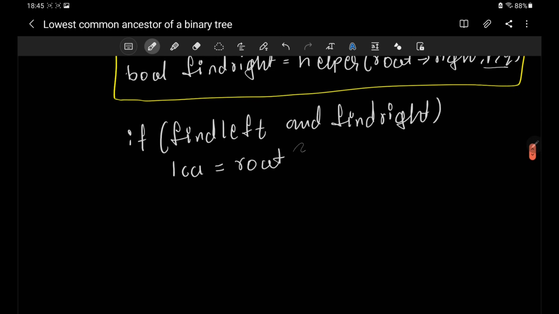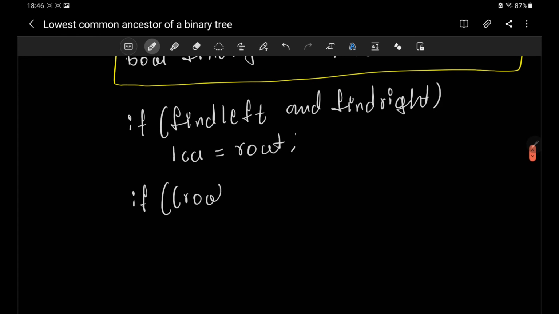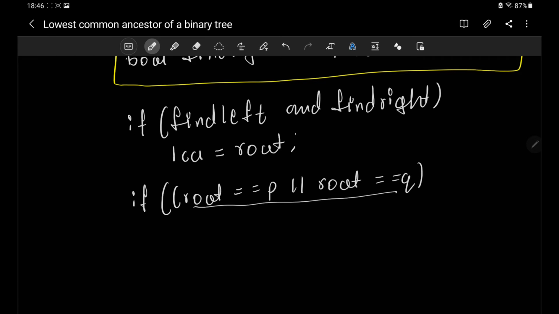Going further, there's also another possibility. Like I told you, a node can be a descendant of itself, right? 1 and 2. If I'm asked to find the LCA of 1 and 2, 1 will be the answer in that case. To cover that case, if my root is equal to P or root is equal to Q, here I'm checking whether my root equals any one of the nodes P and Q.